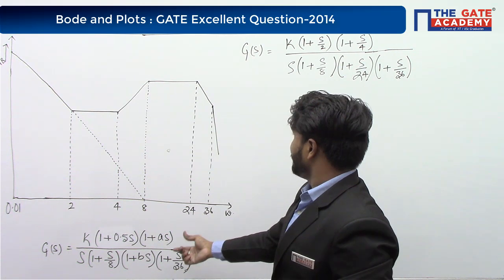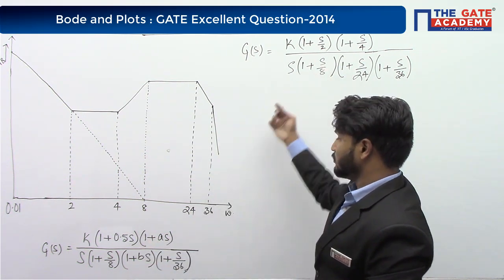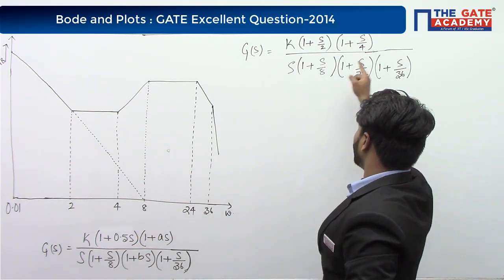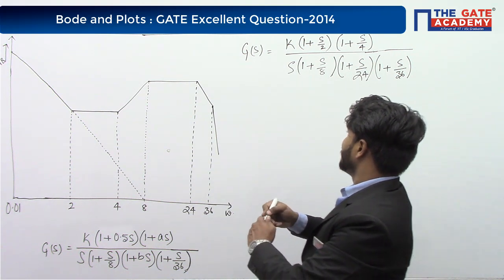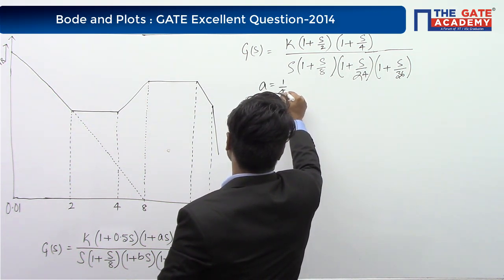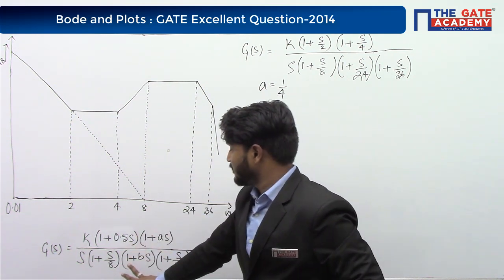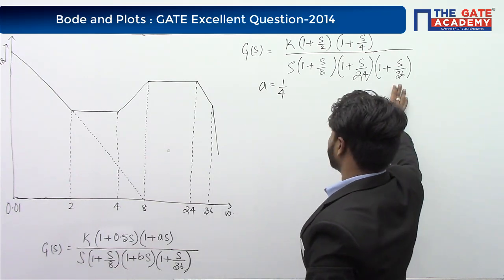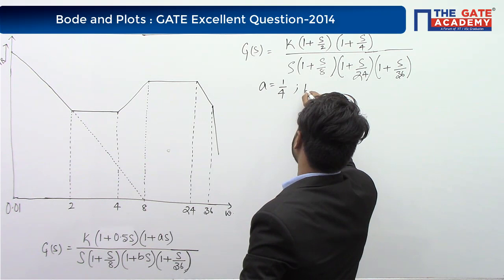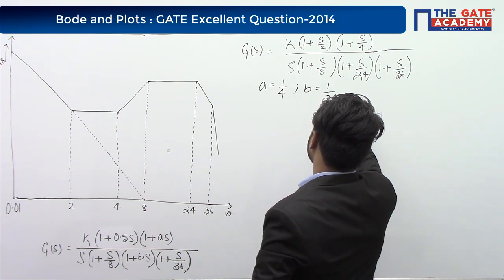So just compare, we'll get the values of a and b. See here, 1 by 2, which means 0.5, that is already given. Therefore, this has to be 1 by 4. Just from comparison, we get a is equal to 1 by 4. What about b? 1 by 8, that is there. And 1 by 36, that is also there. 1 by 24 is the place of b. Therefore, b is equal to 1 by 24.